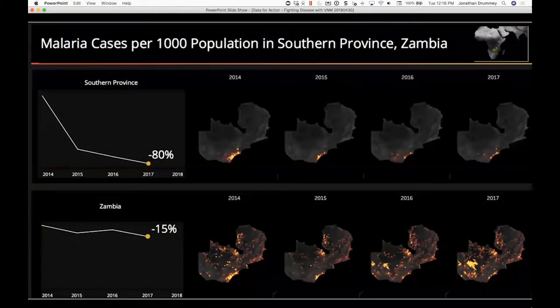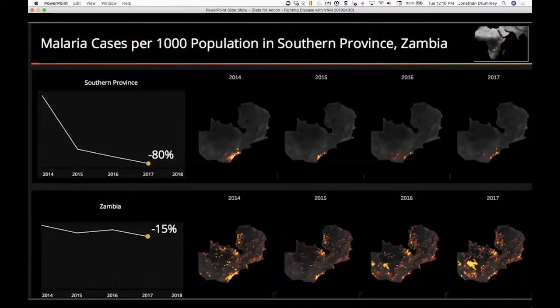And so this is a slide that I wanted to go to talking about success in Zambia. One of the things that we're seeing, primarily in Southern Province where the project has been active, is an 80% drop in malaria cases per 1,000 population. Going into 2017, we sustained that into 2018, while in the rest of Zambia, there's been a decline, but not as much.